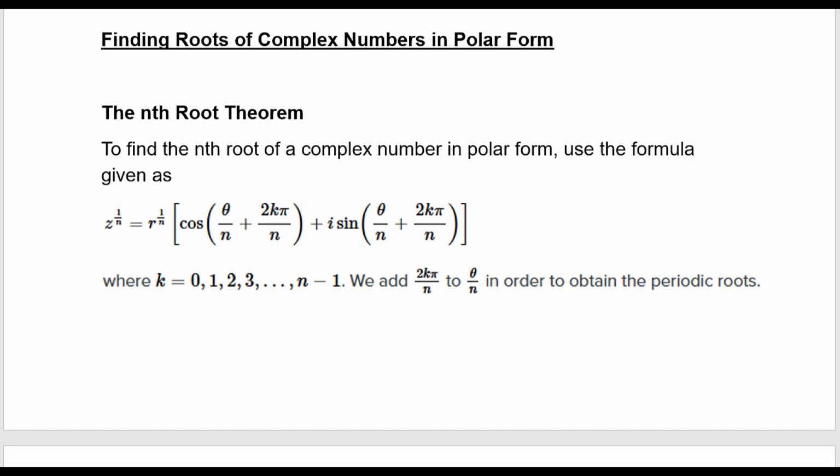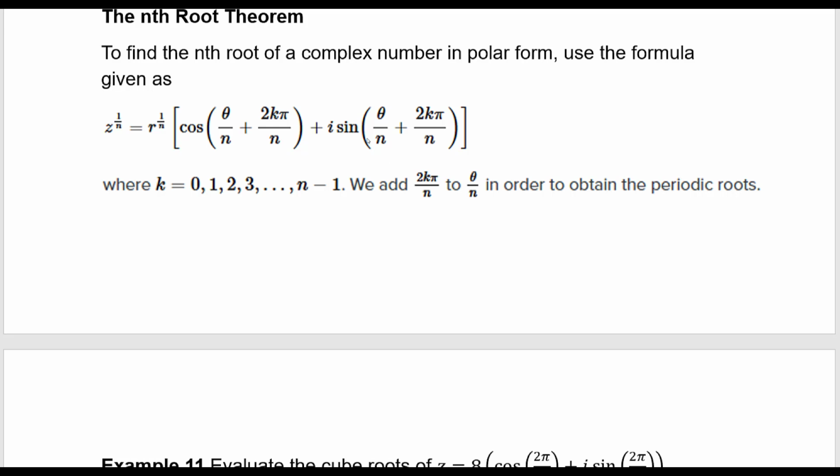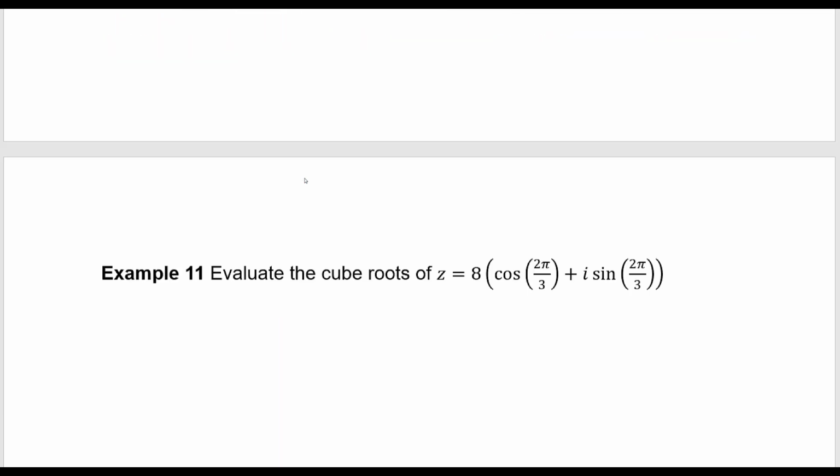So if you're talking about a fourth root, you'll do k being 0, 1, 2, and 3. If you're talking like a fifth root, it'd be 0, 1, 2, 3, 4. If you're talking about a square root, it's going to be k 0 and 1. And this formula generates your k's.